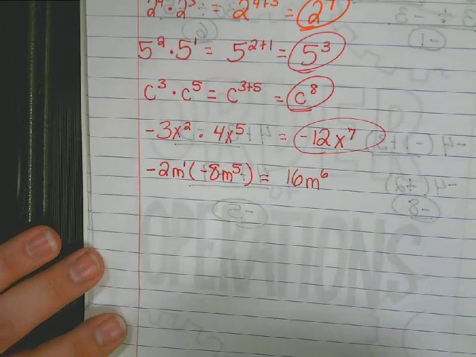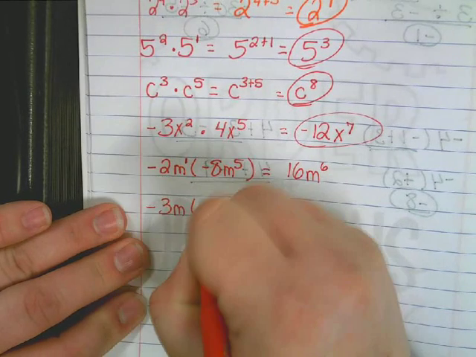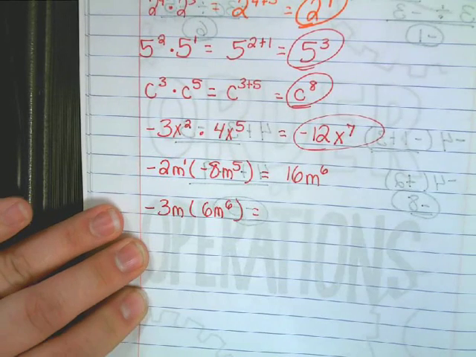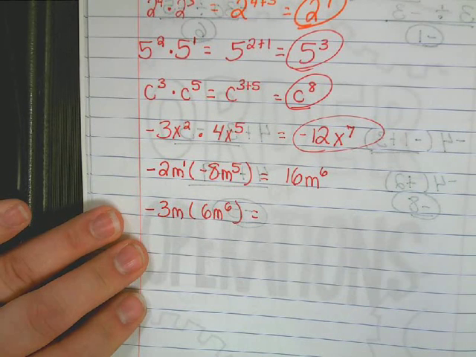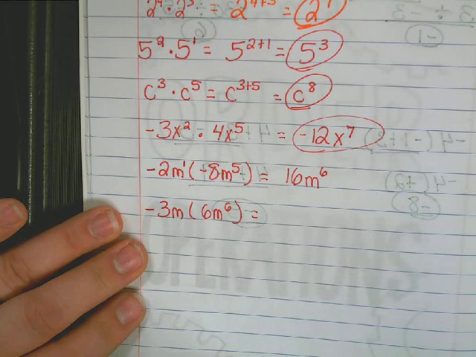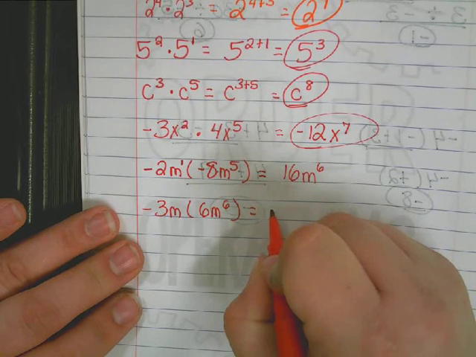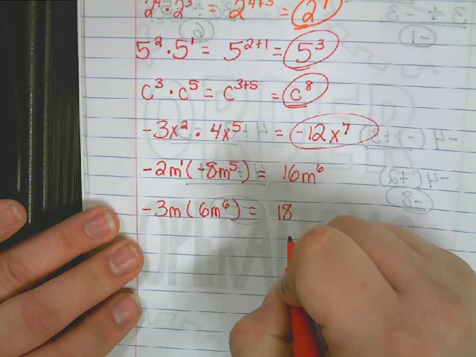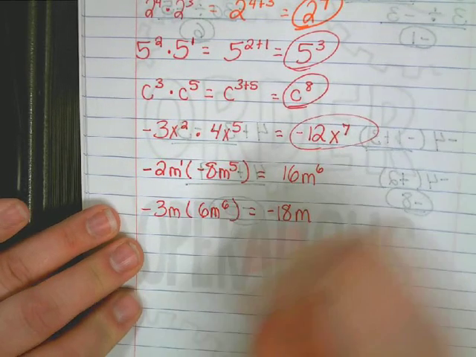What about negative 3m times 6m to the 6th? So you multiply 3 and 6, which gives me 18. Positive or negative? Negative 18m, because it's a negative 3. m to the 7th.